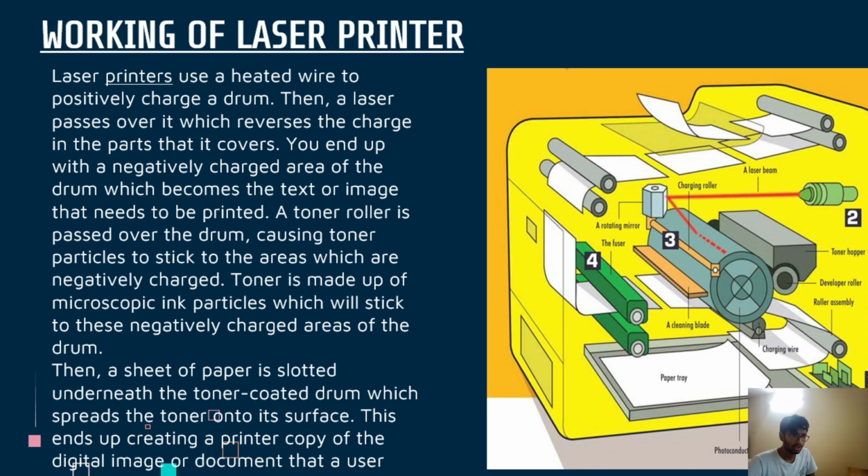Toner is made up of microscopic ink particles which will stick to the negatively charged areas of the drum. Then, a sheet of paper is slotted underneath the toner-coated drum which spreads the toner onto its surface. This ends up creating a printed copy of the digital image or document that the user sends to be printed.